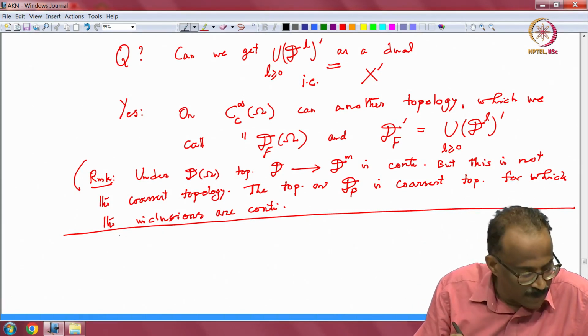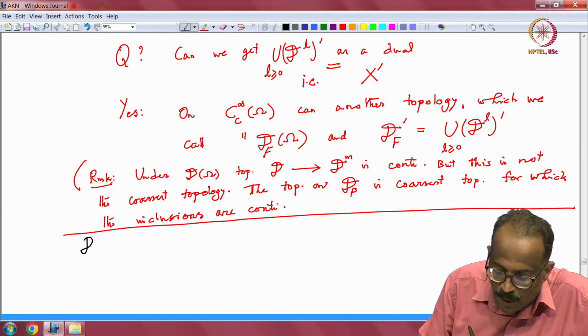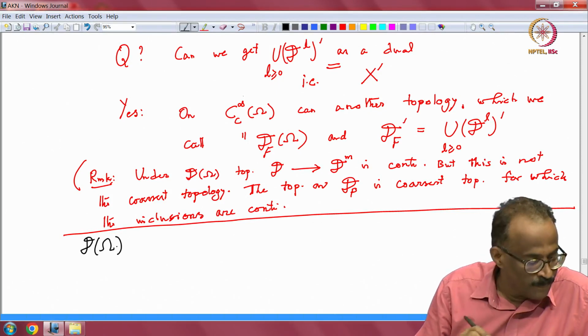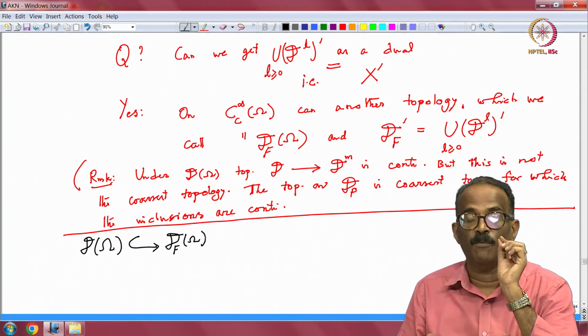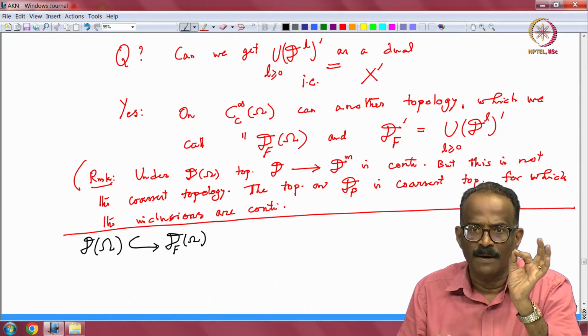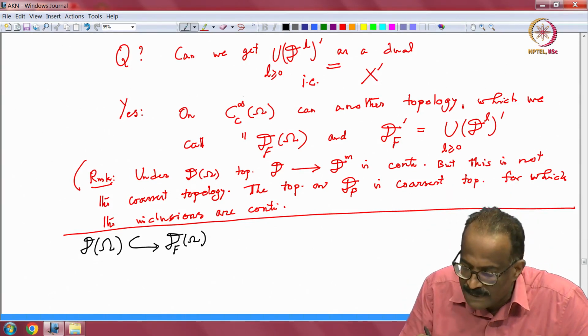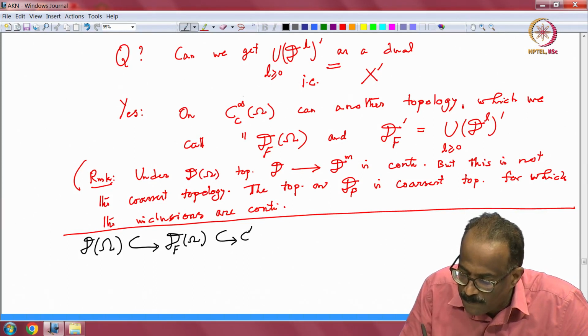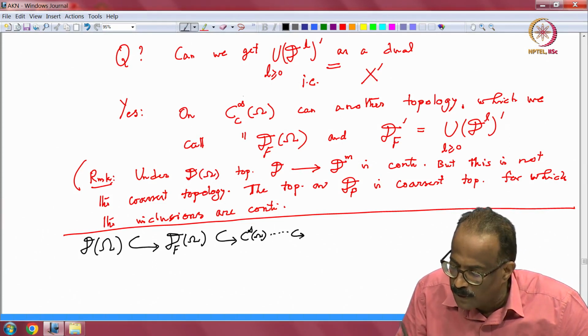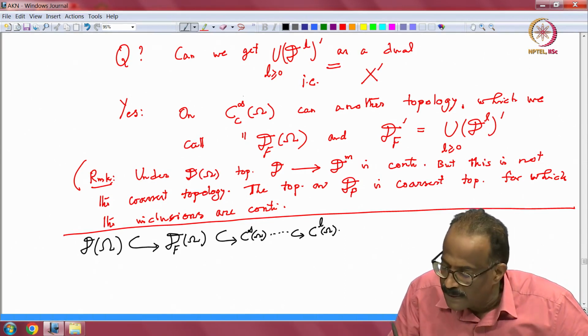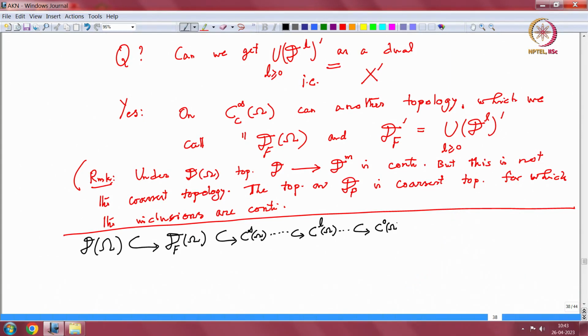So, you have your D omega, and that is contained in D_F of omega. Note that both D omega and D_F of omega are C_c infinity of omega, but the topologies are different. So, this is contained in C infinity of omega. So, you have all these inclusions. At this stage you have your C^L of omega, and if you go on, you will reach the continuous functions.